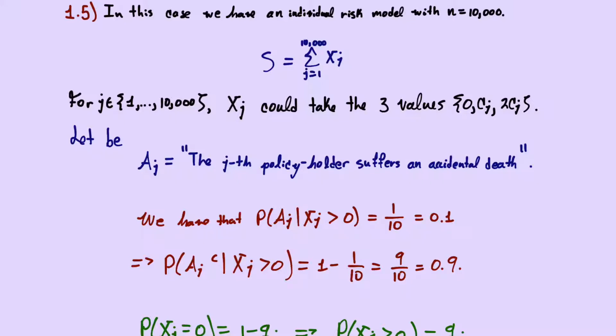Now, if we have a value j between 1 and n, in this case between 1 and 10,000, the random variable xj, that remember is the amount paid by the insurance company for the policy j, could take the next three values. It can take the value of 0, it can take the value of cj, that is the insured amount for that policy, and it can take the value of 2 times cj, because in case of an accidental death, they will have to pay twice.